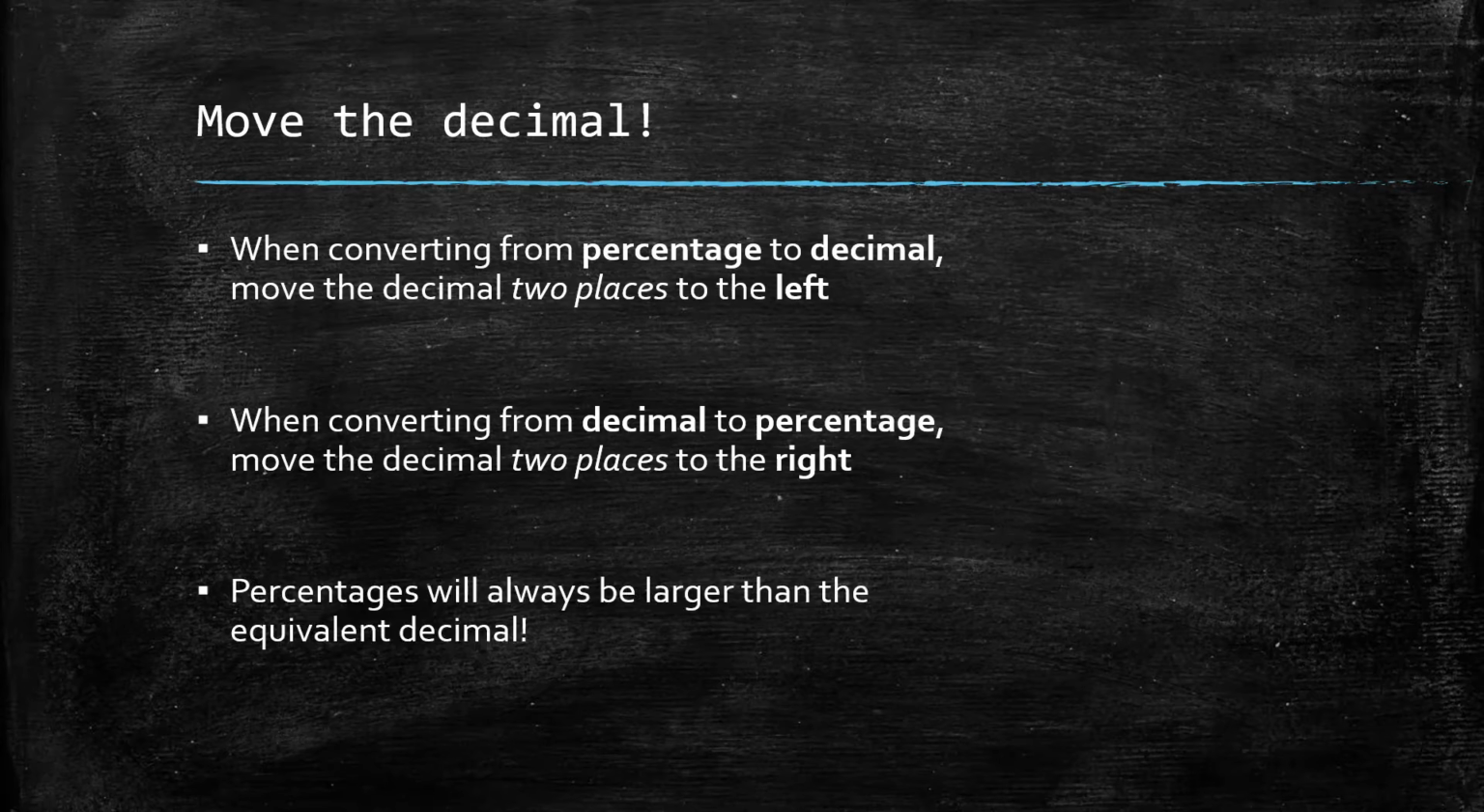And if you're unsure, what you can remember is that percentages will always be larger than the equivalent decimal. So a percentage is usually going to be like a whole number, or at least a bigger number, and then that equivalent decimal will be very small. So we're talking about the number 25 compared to the number 0.25. That 0.25 is 100 times smaller than 25. So keep that in mind, and you'll know which way to move the decimal.